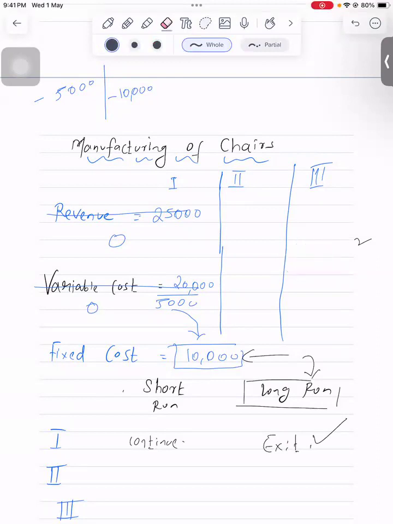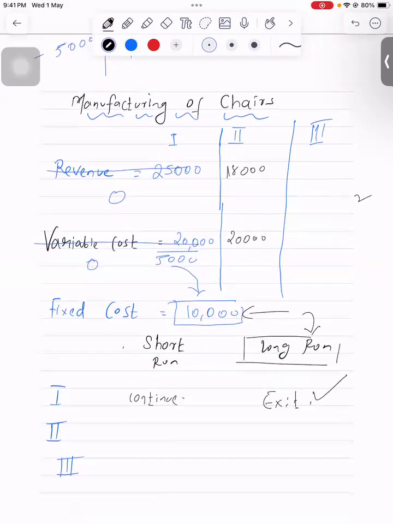Now, second situation, let's say revenue 18,000, variable cost 20,000, fixed cost 10,000. Now, what firm should do? Continue to operate or shut down? Correct. This time we will shut down because forget fixed cost, we are not recovering variable cost also.